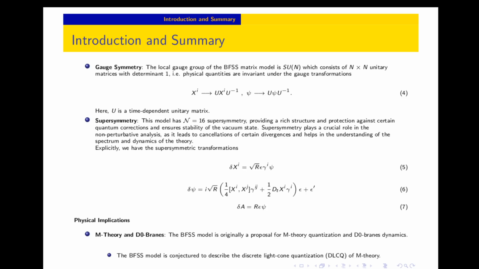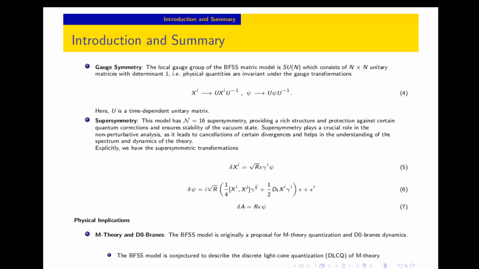Gauge symmetry. The local gauge group of the BFSS matrix model is SU(N), consisting of N times N unitary matrices with determinant 1. Physical quantities in the model are invariant under the gauge transformations described in equation 4. This invariance under SU(N) gauge transformations ensures the consistency and symmetry of the model.